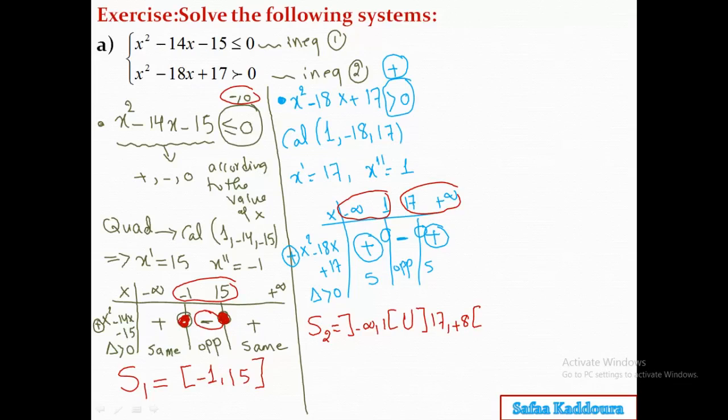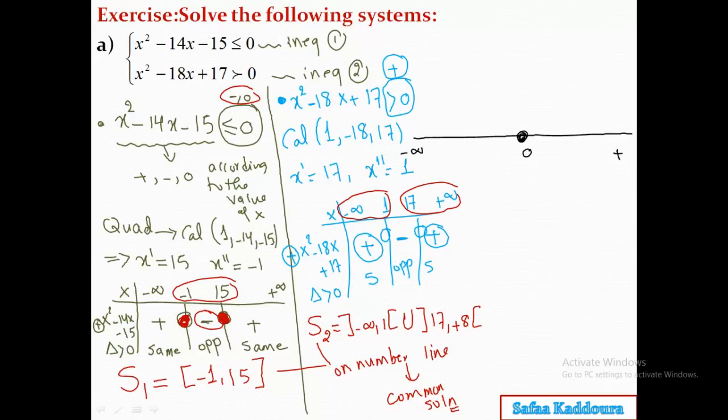Now as you see we have solution 1 and solution 2, and we will represent them on the number line to get the common solution. This is the number line. This is 0, from minus infinity to plus infinity. We have the first solution, let's say from minus 1 to 15. Here plus infinity, sorry.